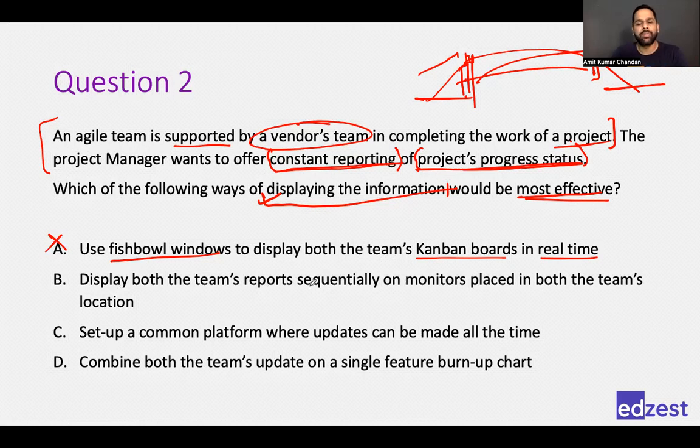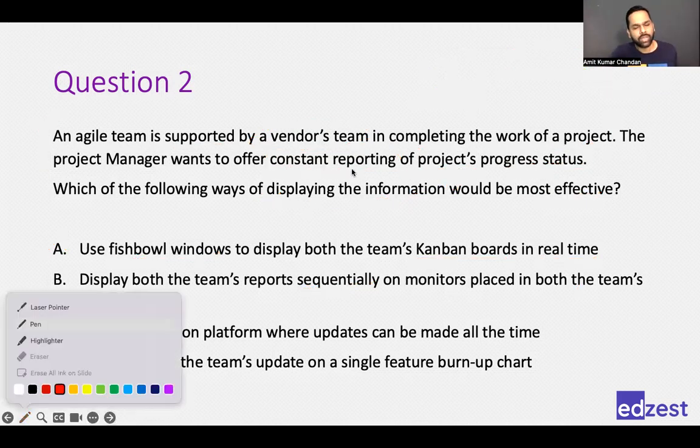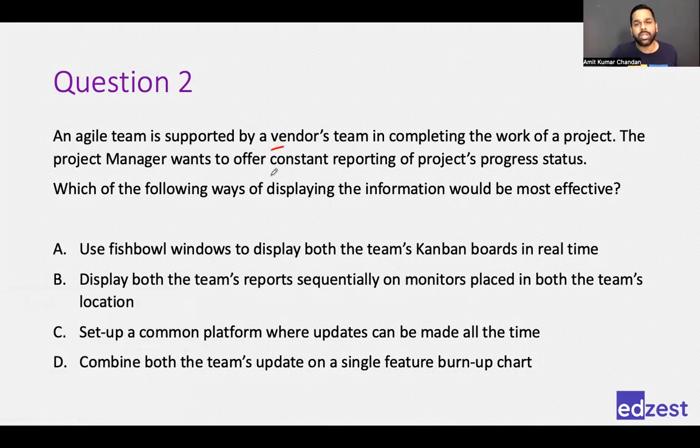Display both the team's reports sequentially on monitors placed in both the team's location. Now, instead of using a fishbowl window, we are saying that, okay, let us put it sequentially. Team A's performance, then team B's performance, then team A's performance, then team B's performance. This is a better solution, but is it helping us in what we want to achieve? What are we wanting to achieve? We are trying to achieve constant reporting of project's progress status. So we are looking at the project's progress.